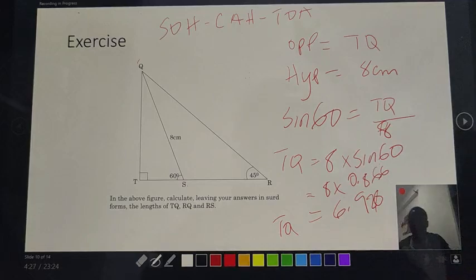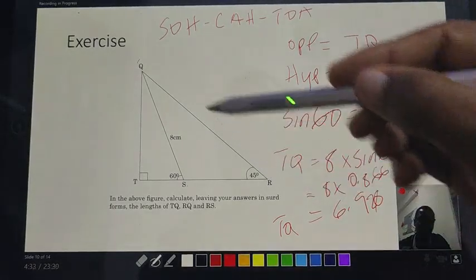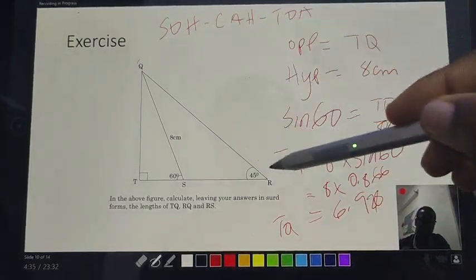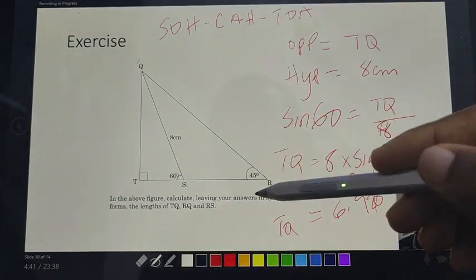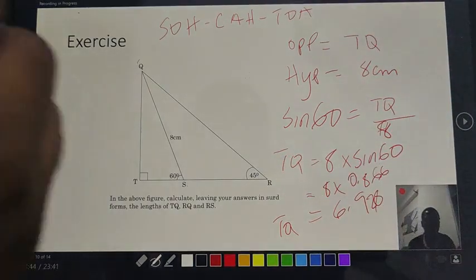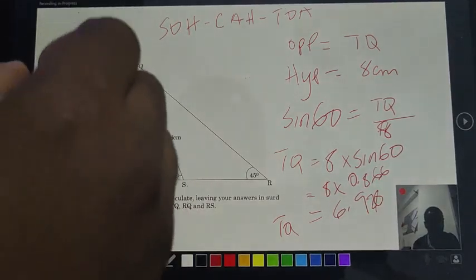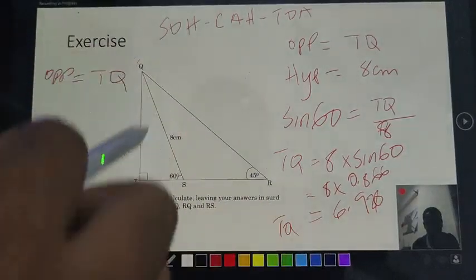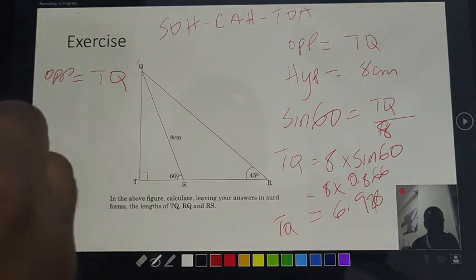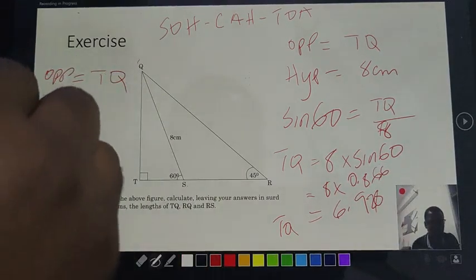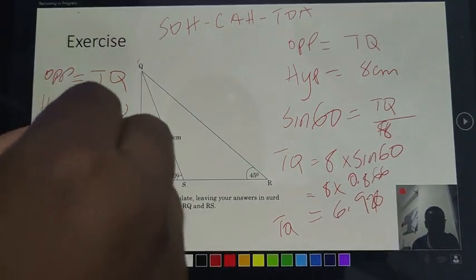All right, let's go ahead and find the value of RQ. For us to find the value of RQ, we use triangle TQR, the bigger triangle which has angle 45 degrees. In this case, our opposite will be equal to the same TQ. So it's TQ opposite. And we want to find the hypotenuse, which is RQ.